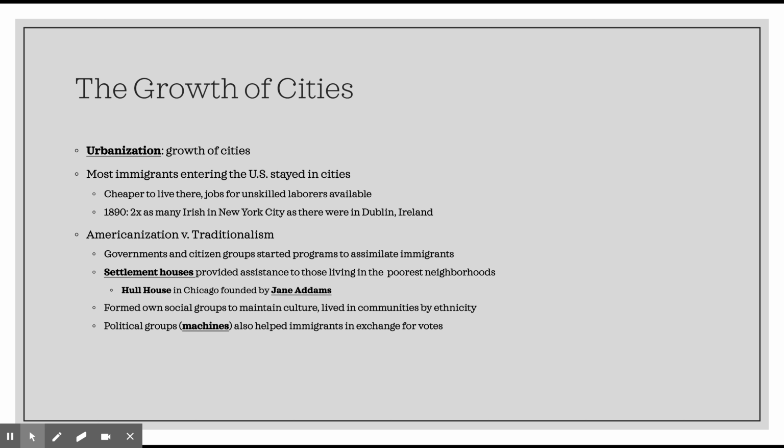And you also had political groups known as political machines who would also help immigrants in exchange for votes. These political groups might help immigrants find a job, for example, and a place to stay. And in return, they would expect the immigrants to vote for their candidates, right? So it was a little bit of manipulation.